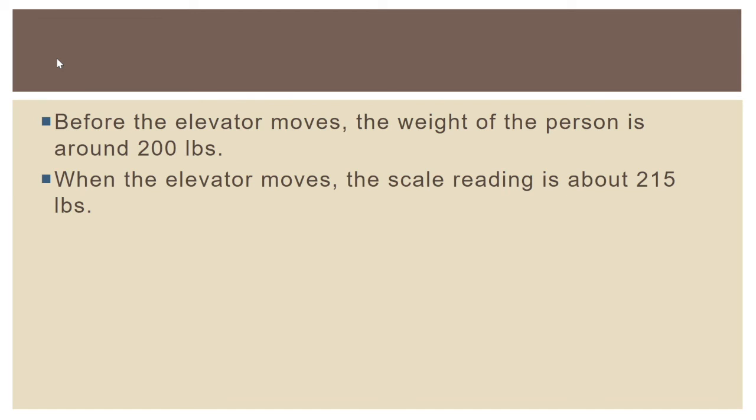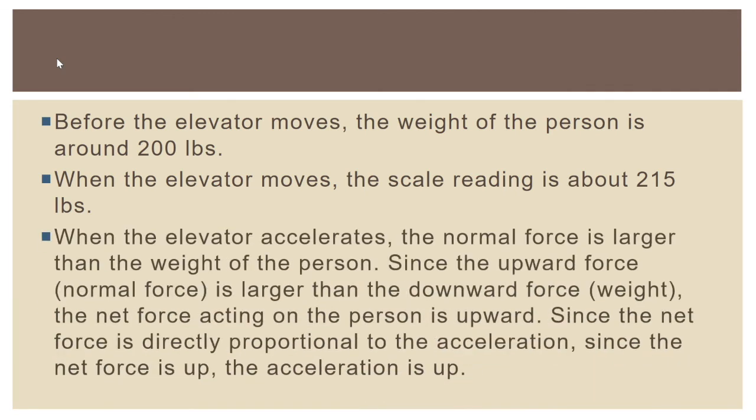The answer here requires you to, as we said yesterday, talk about the direction of the acceleration, talk about the direction of the net force, and compare the size of the forces. So an explanation should look something like this. When the elevator accelerates, the normal force is larger than the weight of the person. That's because this 215-pound scale reading is the normal force, whereas the scale reading before the elevator started accelerating was the person's actual weight.